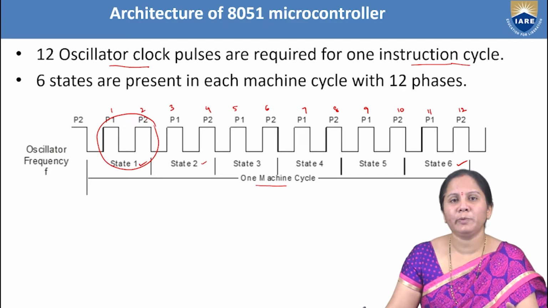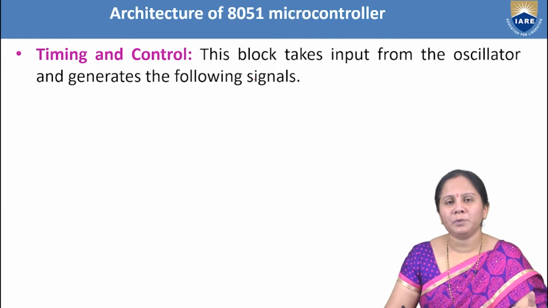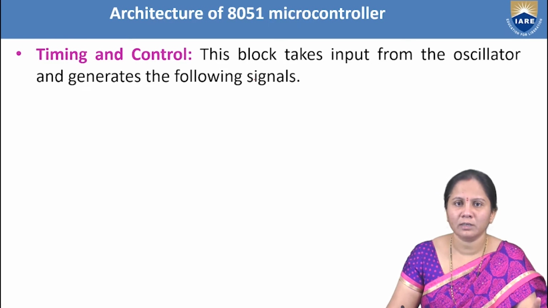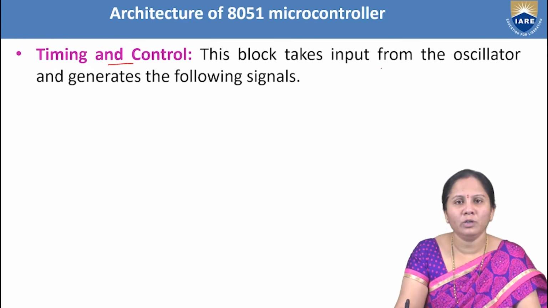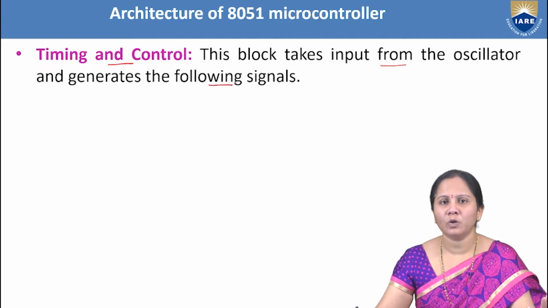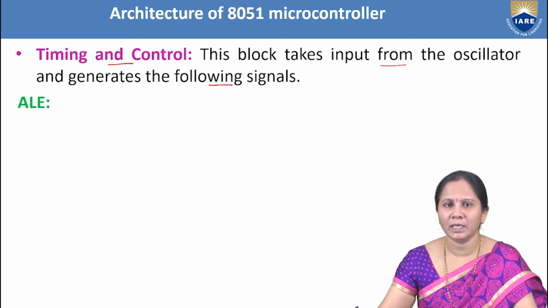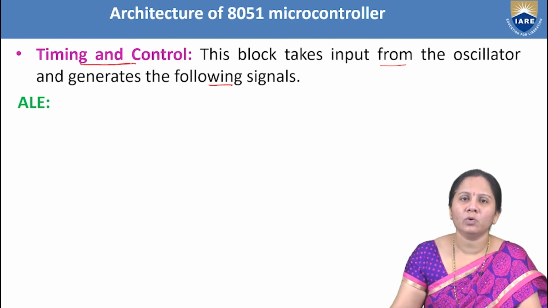So, these 12 pulses will be produced by the oscillator circuit. The oscillator circuit will produce the oscillating frequency, that is clock pulses, and then give it to the next block, which is called the timing and control unit. This timing and control unit takes input from the oscillator circuit and produces the timing and control signals. Here the timing and control signals are ALE, PSEN, EA, RST. All these are the timing and control signals that will be produced by this timing and control unit.